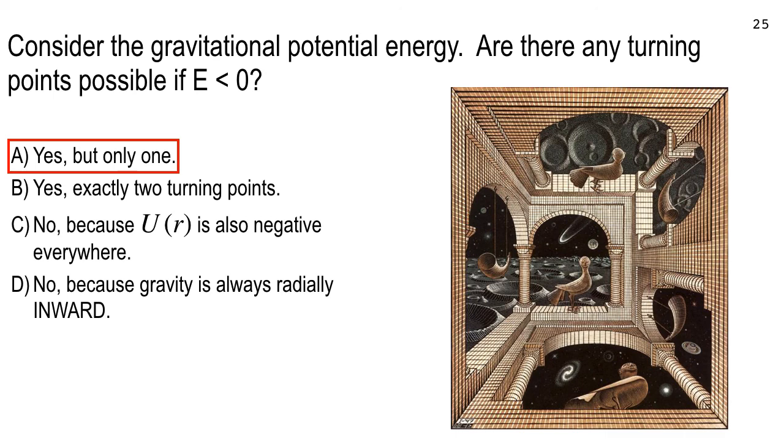Are there any turning points if E is less than zero? You can have E less than zero in your gravitational potential energy system. But there's only one turning point. We'll get to that in a second, so just make a note of that. But I do want to go and tackle the gravitational potential energy. And we'll just take a look at this real quick.